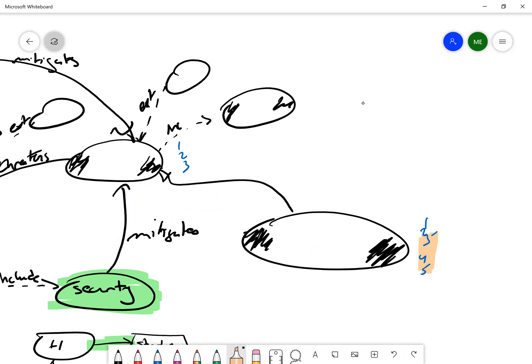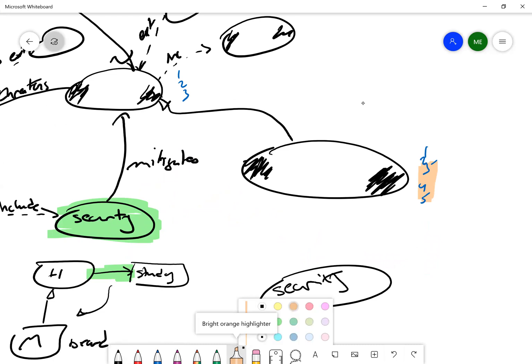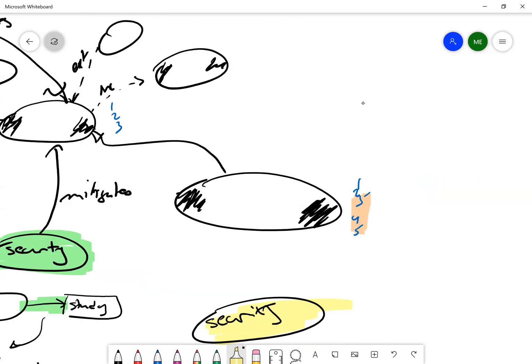Now, let's just say, guys, we have another security use case over here. Let's give it a different color. Let's do yellow. And that one is mitigating against this over here. Does the mitigation effort that is applicable to the bottom misuse case, is it also applicable to the parent misuse case as well?